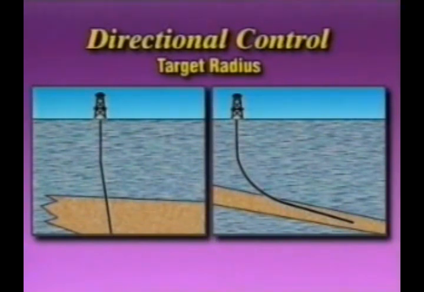This target radius indicates how tightly we have to control the well trajectory. The degree of control is much less critical for a relatively thick, homogeneous interval than it would be for a thin, steeply dipping zone. Dogleg severity limits are based on drill string operating specs, completion considerations, and other factors.